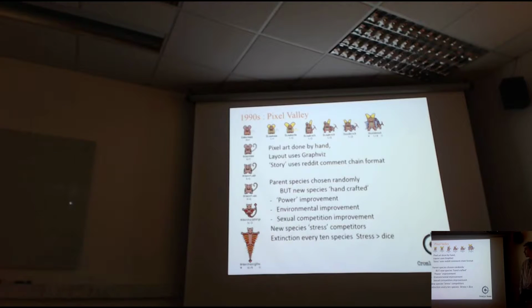Parent species chosen randomly, but all I would then do is look at where the subspecies might go and handcraft it, if you like. And there were 3 sorts of types of improvement. There'd be better powers or better matching the environment, so like better claws for climbing trees or something, and sexual competition as well. So for instance, the glow mouse line up along the top, they were competing with the size of ears at one point.